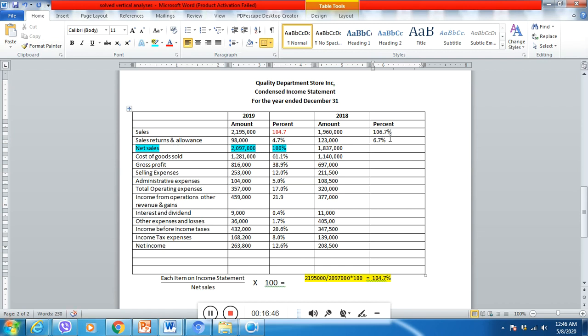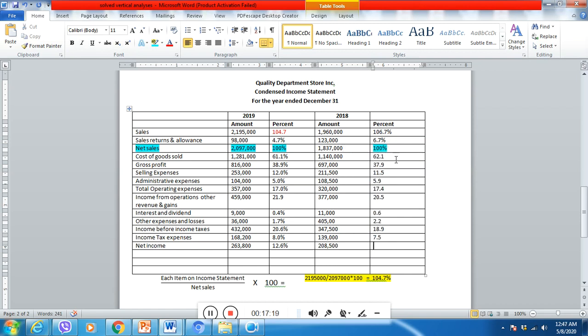Again we are subtracting: we will subtract sales return from the sales, because the company has received the items back into the warehouse and the company has given the cash to the customer. If we subtract 106.7 minus 6.7, it will be 100%. So this is the base. By the same way, please calculate all the values here.